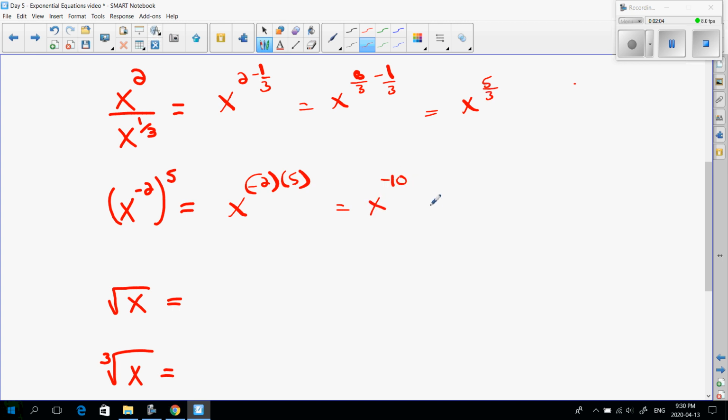Now, if you had to simplify that further, sometimes you don't want to see negative exponents. You could write that as 1 over x to the 10th. Take the reciprocal of the base and make your exponent positive, which would be 1 over x to the 10th. Remember when you raise a fraction to a power, the numerator gets raised to that power, so 1 to the 10th would just be 1, and the denominator also gets raised to that power.